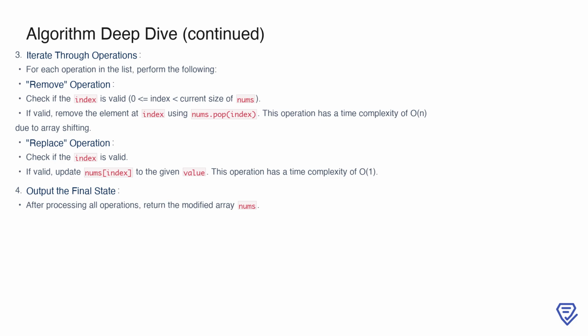shift in memory. For a replace operation, we verify the index's validity again, and if it's within bounds, we simply update the element at that index to the specified value. This is a much faster operation with a time complexity of O(1). Once all operations are processed, the final state of the array is returned. By breaking the problem into these manageable steps, we ensure the algorithm is both clear and adaptable to handle any input that fits the problem's definition.